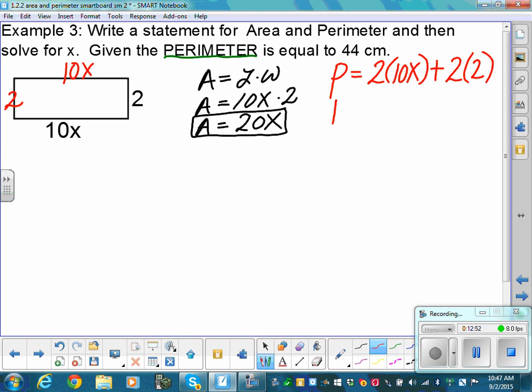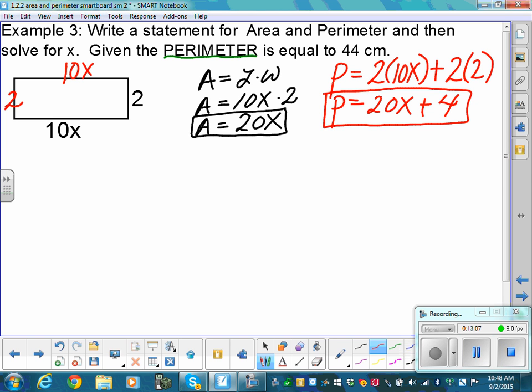Okay. All right, so our perimeter is equal to, what's 2 times 10x? 20. So 20x, and then we have plus 4. Can we add 4 and 20x? No, they're not like terms, so this is where we would stop. There's our statement for perimeter. Okay, we've done the first part.